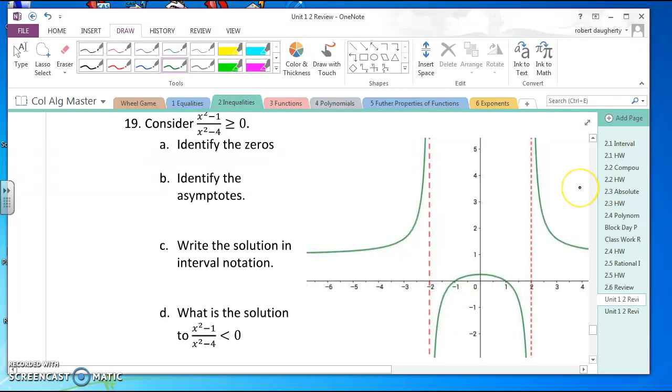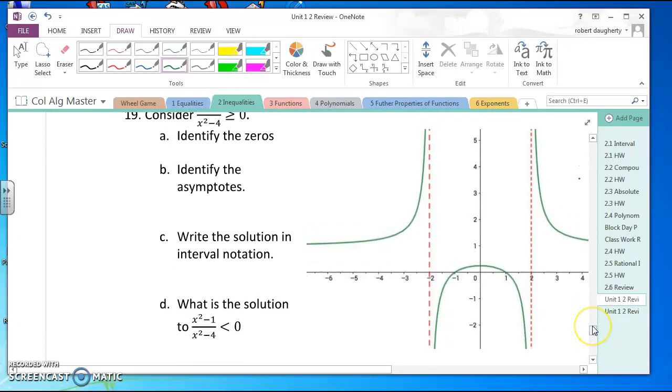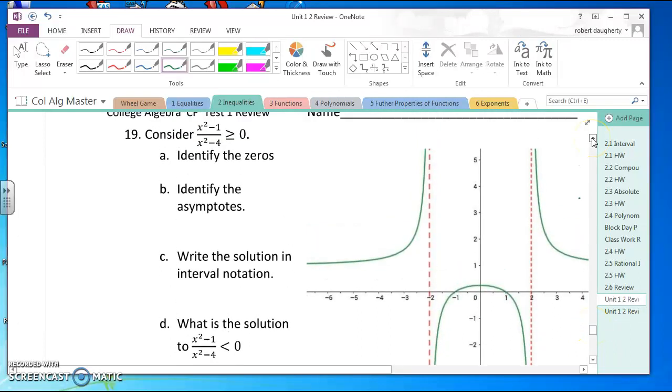Page 6, last page of the review. And now I'm dealing with rational inequalities. So look at something like this, (x squared minus 1) over (x squared minus 4) greater than or equal to 0. Identify the zeros. You can see those on the graph. There are only two spots where I cross the axis. That is at (-1, 0) and (1, 0).